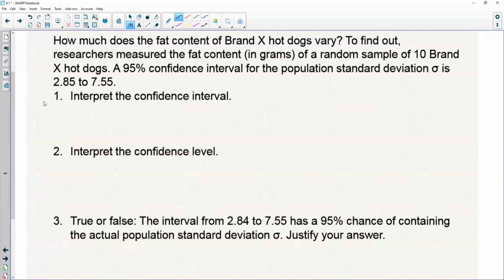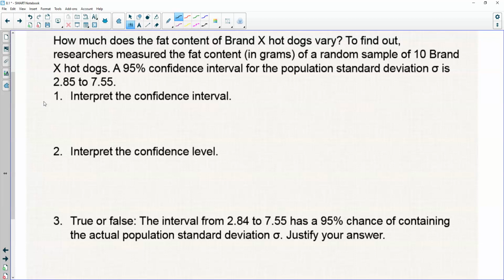Now to interpret the level. So we have a 95% level. We do have 10 brand X hot dogs. So instead of using 10 like last time, we used the actual sample size in our answer. You can say, if this sampling procedure were repeated many times, about 95% of the confidence intervals would capture the population standard deviation of the fat content of brand X hot dogs.